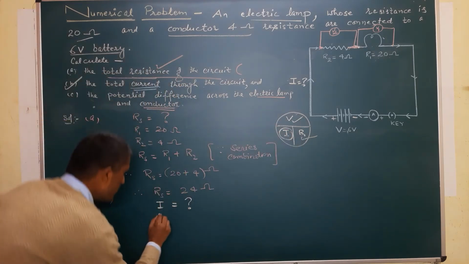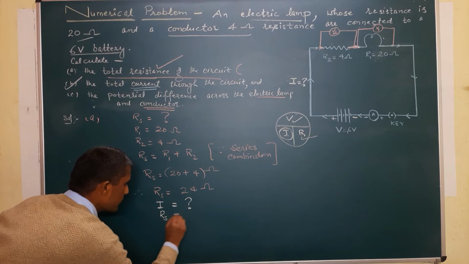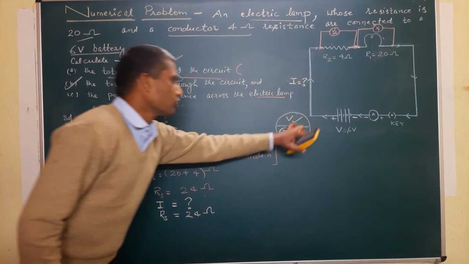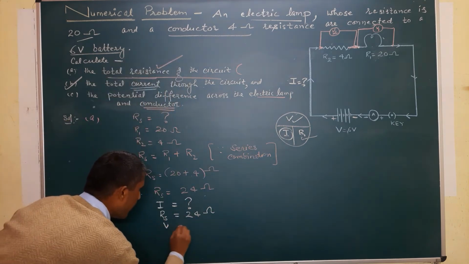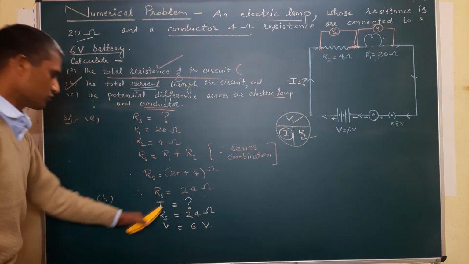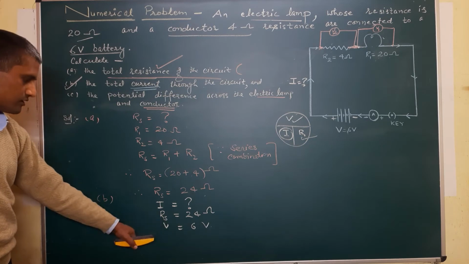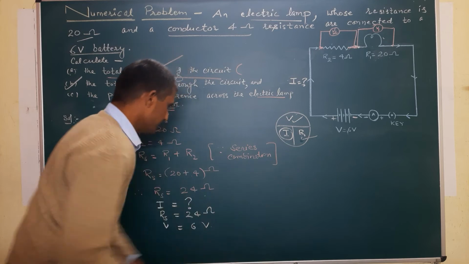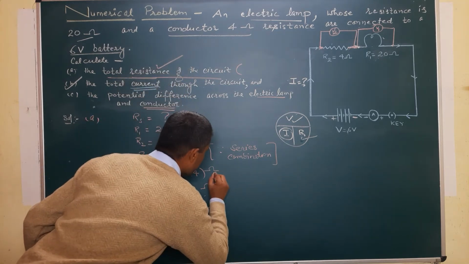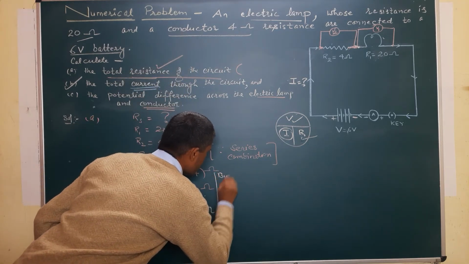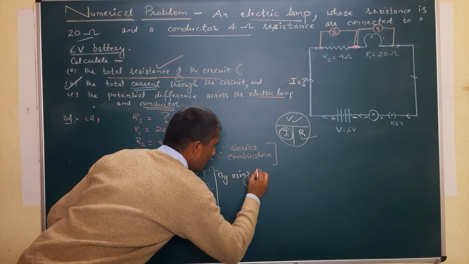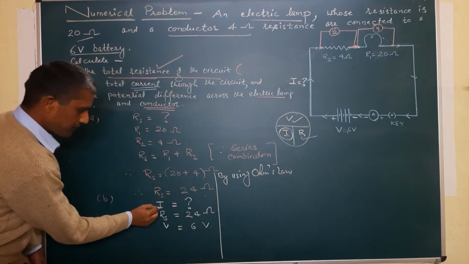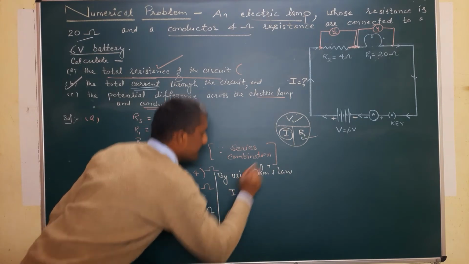Total resistance, RS, we have calculated a bit earlier, it is 24 ohm. And the total voltage, V, is given, that is 6 volt. So therefore I is equal to V upon RS. Here, by using Ohm's law, we want to find our total current, that is I.